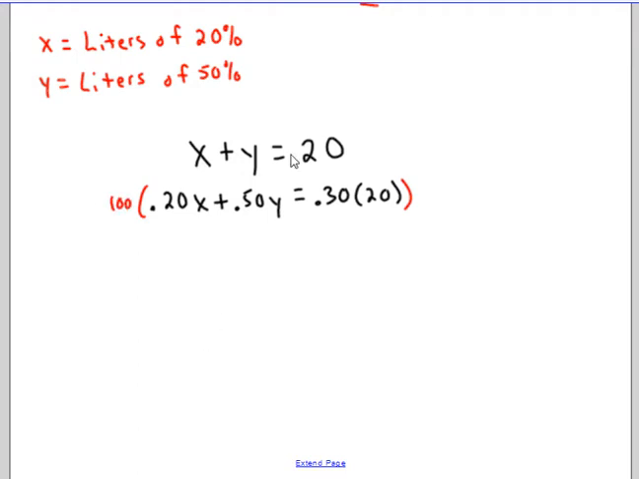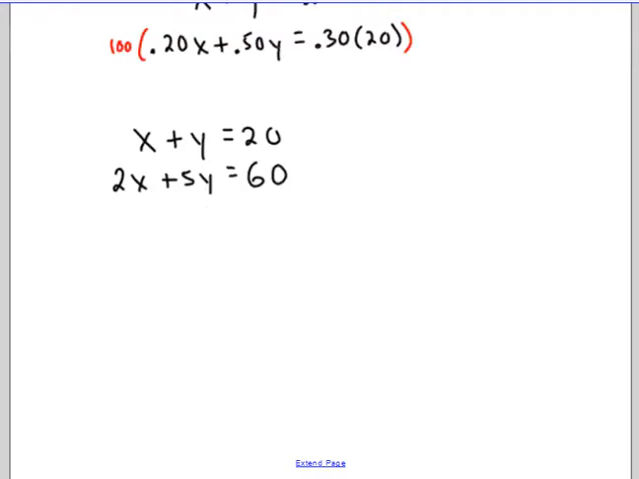Okay? So I'm going to leave the top equation like it is. It's X plus Y equals 20. But now when I multiply by 100, that moves the decimal point 2 places in each term. So this bottom equation becomes 2X plus 5Y, and that's going to equal 100 times 0.30, which is 3 times 20, is 60. Because look at that. With that one simple step, we just made this linear system just like all the ones we've been solving. We can solve it by graphing, elimination, or substitution.